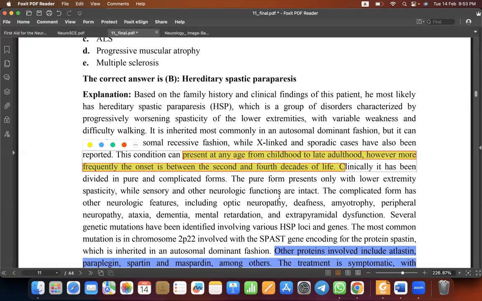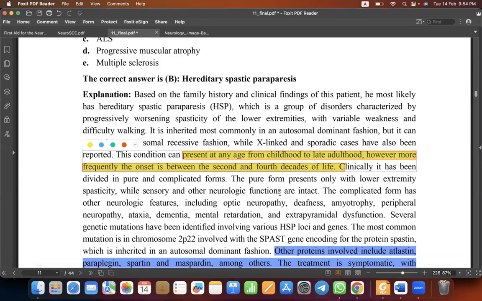In the complicated form, there are other issues as well. What are those other issues? There could be optic neuropathy, deafness, peripheral neuropathy, ataxia, dementia, mental retardation. So a lot of problems will be there. Whenever we think about hereditary spastic paraparesis, we should think about the pure form rather than the complicated form, because the complicated form can occur in a lot of conditions.